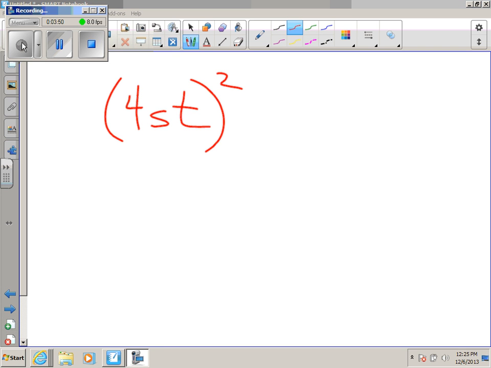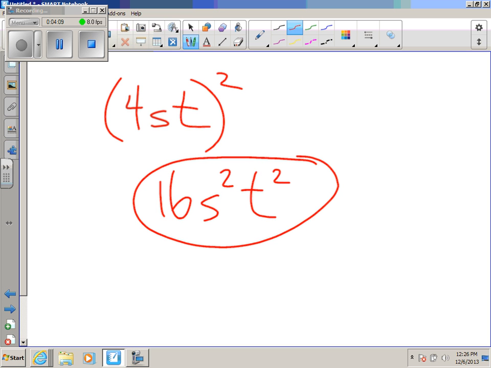Try it. What do we get? Raven. Simplify it. What is 4 to the second power? 16. Very good. We got it?